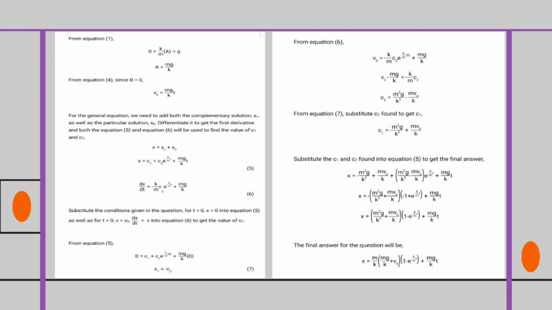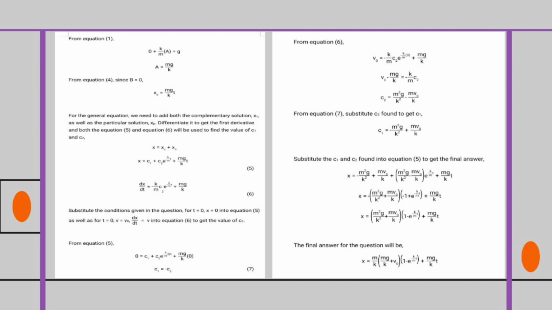To find the general solution, we will need to add both the complementary solution xc as well as the particular solution xp. Differentiate it to get the first derivative, and both equation 5 and equation 6 will be used to find the value of c1 and also c2. After that, we substitute the condition given in the question for t equal to 0, x equal to 0 into equation 5. As for t equal to 0, v equal to v0, we will sub it into equation 6. From equation 5, after we substitute the condition given, we will get c1 equal to negative c2 as equation 7.